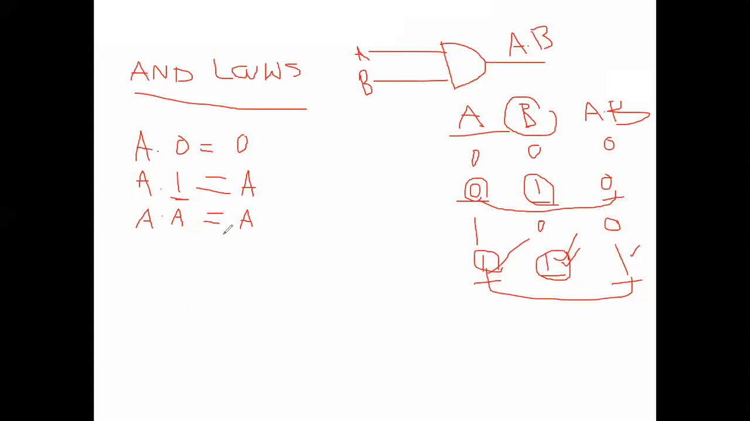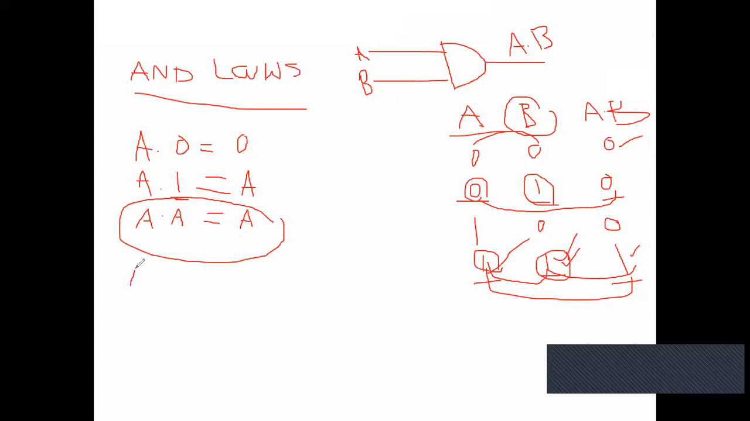And here, how to justify this theorem? A into A means the same variable is multiplied. If you take 0 into 0, what is the output? 0. If you take 1 into 1, what is the output? 1. Okay? Based on this truth table, we can get A dot A equal to A.